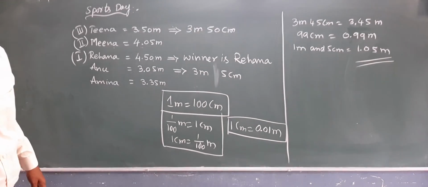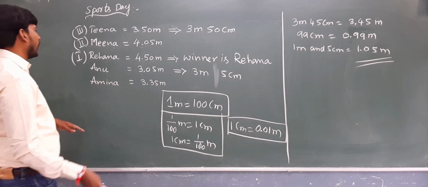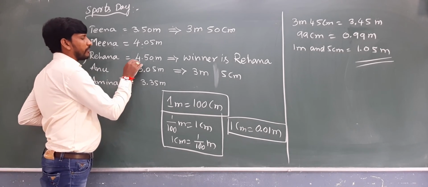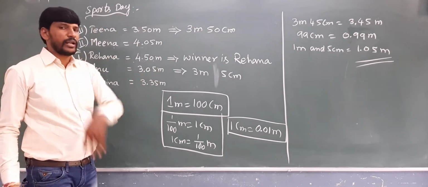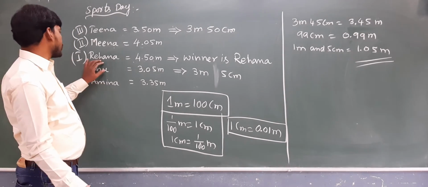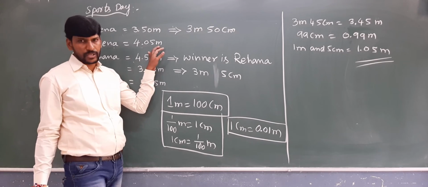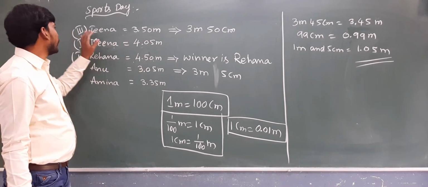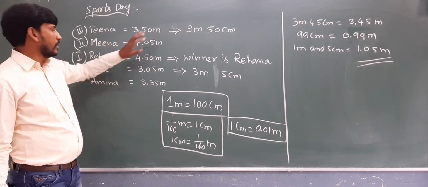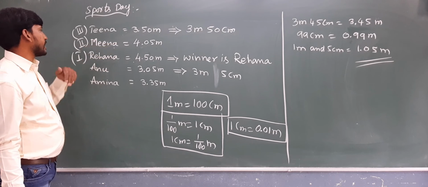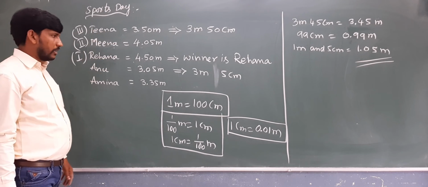See this once again, we are going to discuss. Here Rehana jumped 4.50 meters. She is the winner of the sports day. She gets the first prize, and the next prize is Meena, with only 4.05 meters. Now Tina is 3.50 meters. So Rehana is the first prize, Meena is second prize, Tina is third prize.